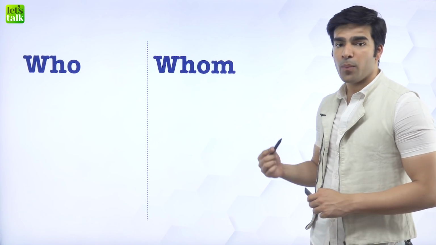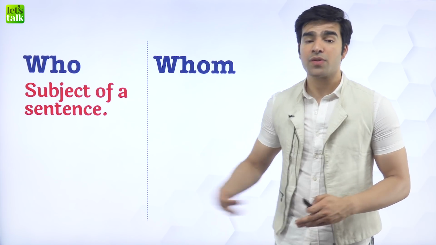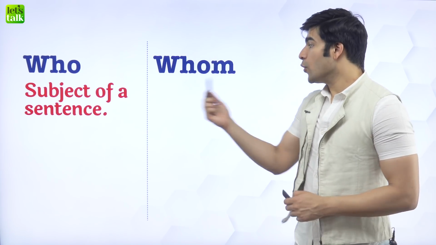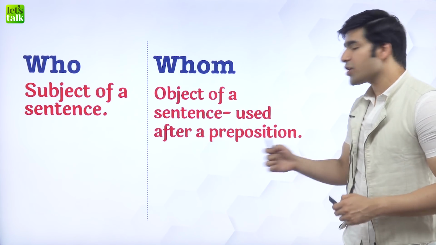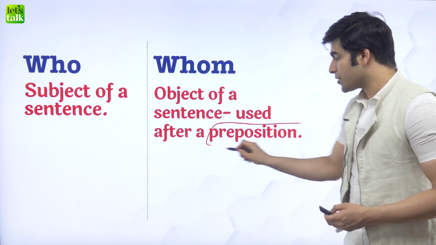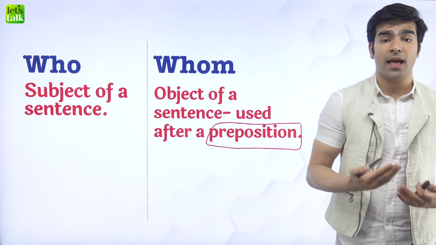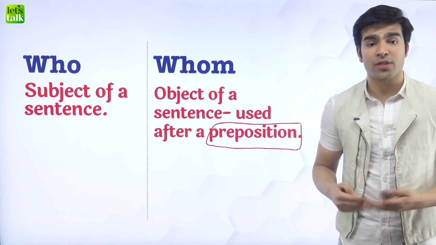The first word is who. This word is most commonly misunderstood and confused with whom. Who means the subject of a sentence. It is also used as a question word. Whom, on the other hand, is the object of a sentence and is always used with a preposition. Prepositions are words like with, for, in, out, etc.